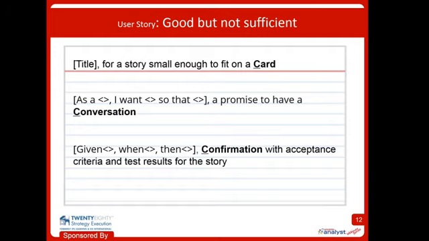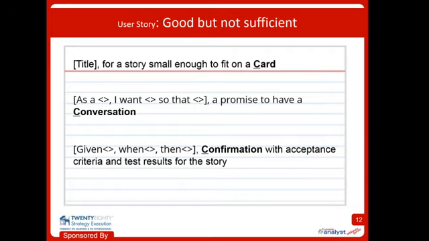The second C is conversation. A story is really just a promise to have a conversation. It's not that I'm going to put every single nitty-gritty detail on here. It's to say we're going to talk about this more and flesh it out a bit more. It's a placeholder to get some idea of what's coming. And then the confirmation. This is about the acceptance criteria that you would define as you go into more detail to say whether the story was built successfully or not.